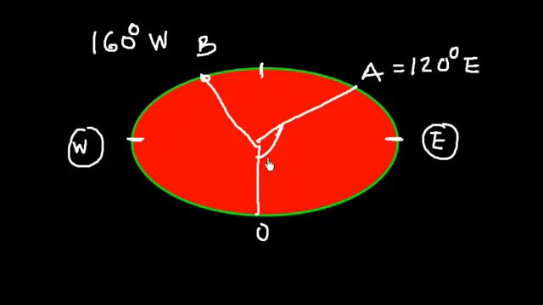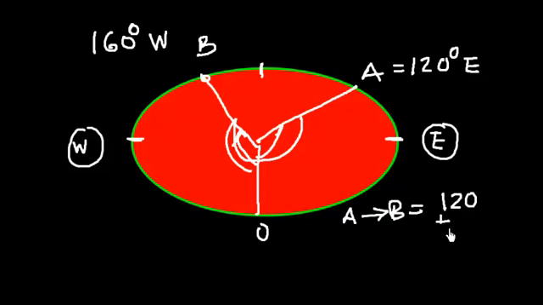So what is my Dlong? Dlong from place A to place B. One method to find it is this. From A to B, let's find the total arc. From A to B, Dlong is 120 plus 160, that is 280°, and the direction is west. We are going from A to B, and the direction is west in this direction.